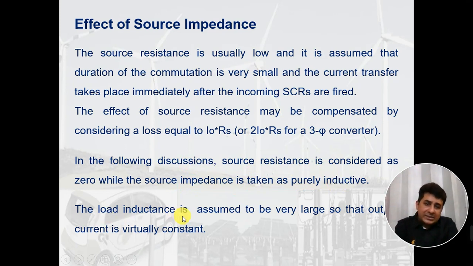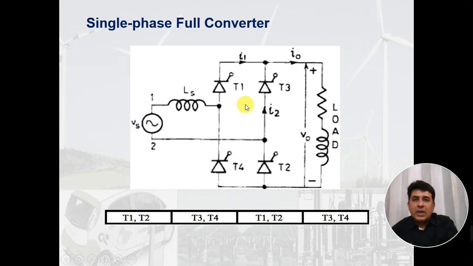Here the load inductance that we are considering is assumed to be very large, so that the output current is constant. So this is our first assumption. Please note it. The first assumption is that the load inductance is so high that the load current is constant. Now let's see the pattern. Earlier, when the source inductance was not there, let us say the value of Ls is 0. So if it is 0, what will be the way of working of this converter?